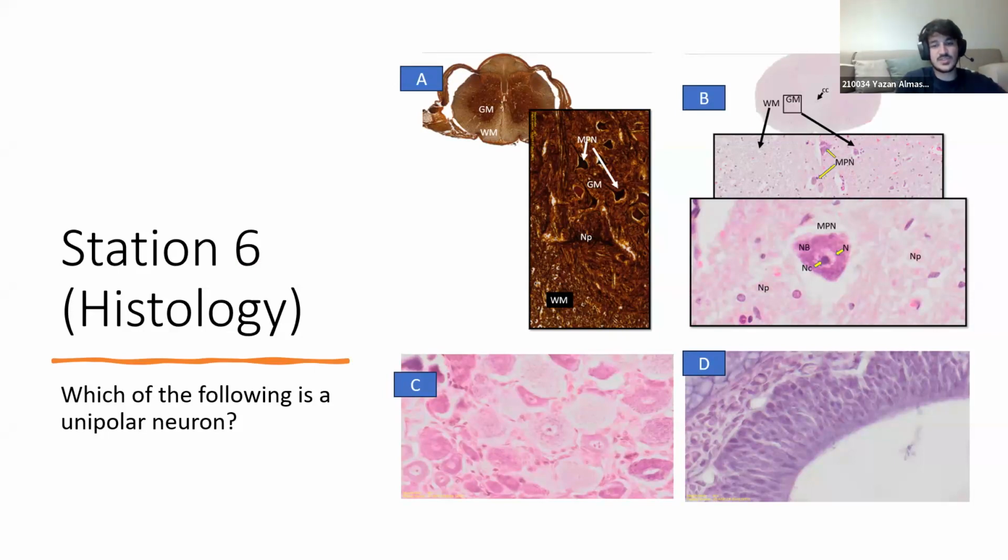Because this question is likely to be seen in the exam, and they will ask you, for example, which of the following is a bipolar neuron, or which of the following is found in the retina? And the answer will be, for example, D, the retina or the bipolar neuron. This question asks about a unipolar neuron. This is a unipolar neuron. C. Make sense, guys?